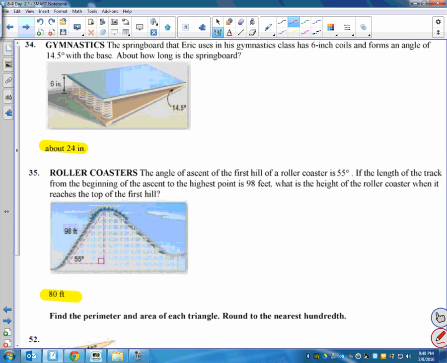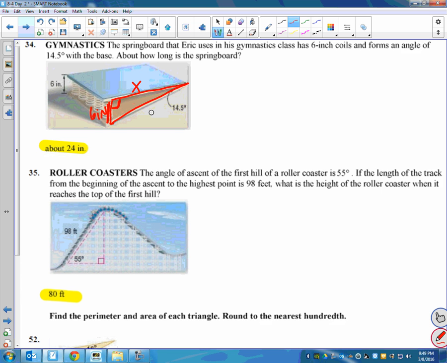So 34 and 35, just same idea, but just some story problems. 34 is kind of just like the one we did with the treadmill, only it's about a springboard. You're trying to find how long is the springboard, so they tell us this is 6 inches, and this angle is 14.5. So here's my triangle, here's my right angle, and I'm looking for this side.